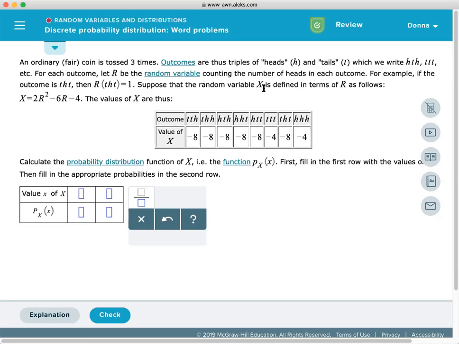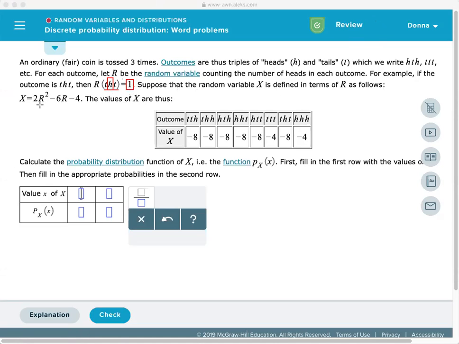Suppose that the random variable X is determined in terms of R as follows. X is equal to 2 times R squared minus 6R minus 4. Then the values of X are thus. So again, let's review what they mean when they say the random variable THT is equal to 1. Because there's only one head, that's why we have the number 1.